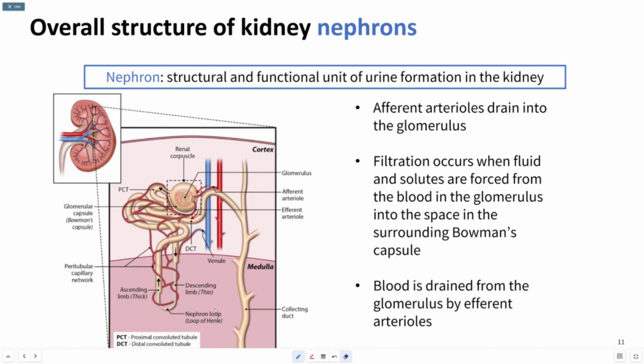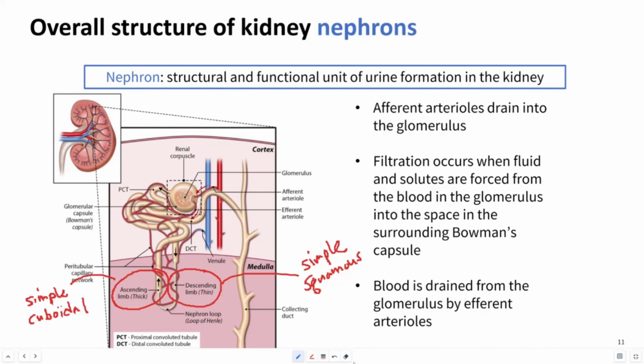It should be noted that the descending thin limb right here of the loop of Henle is composed of mostly simple squamous epithelium, whereas the thick limb right here, the ascending limb, is composed of mostly cuboidal. So this one is simple squamous, and this one is going to be simple cuboidal. Then the region of the renal tubule originating from the thick ascending limb of the nephron loop is lined with small simple cuboidal epithelium, and is then terminated when it becomes the DCT, the distal convoluted tubule, where there's also going to be some microvilli as well as the ability to reabsorb some fluids.